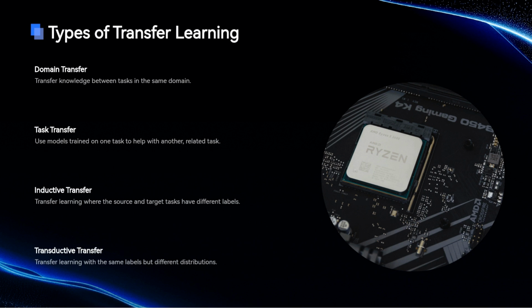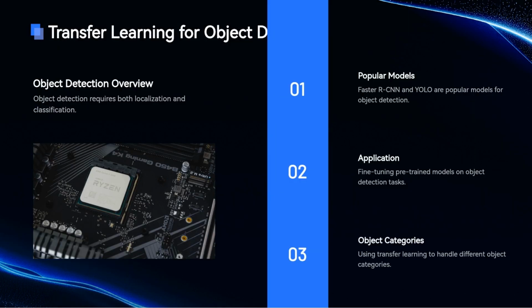Transductive transfer. In transductive transfer, the tasks share the same labels, but the distributions of data are different. For instance, using a model trained on outdoor images to adapt to indoor images. In the context of object detection, transfer learning is particularly useful because it involves both localization, finding where objects are in an image, and classification, identifying the objects.